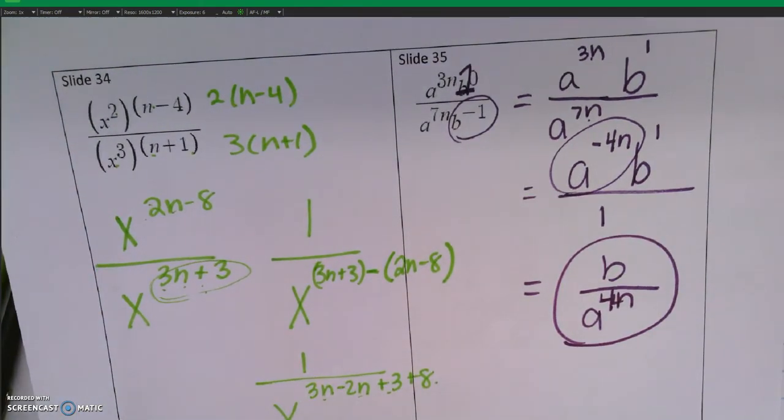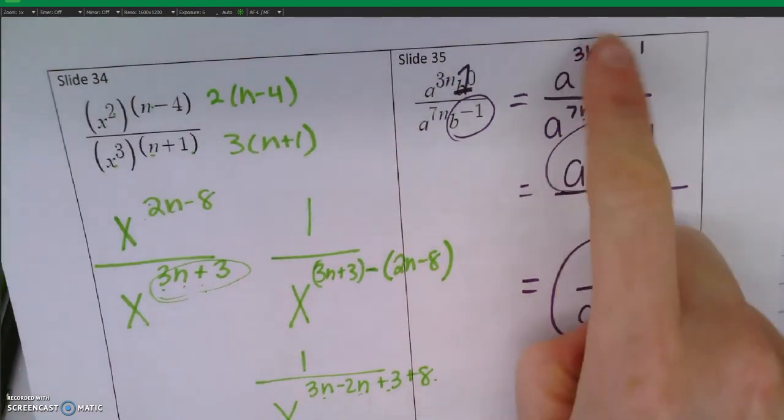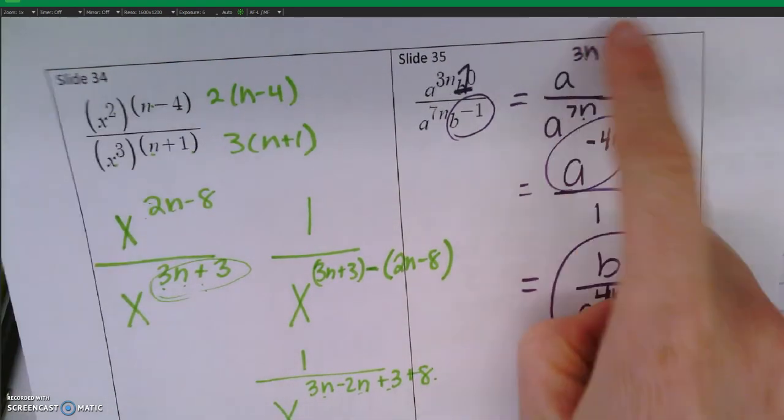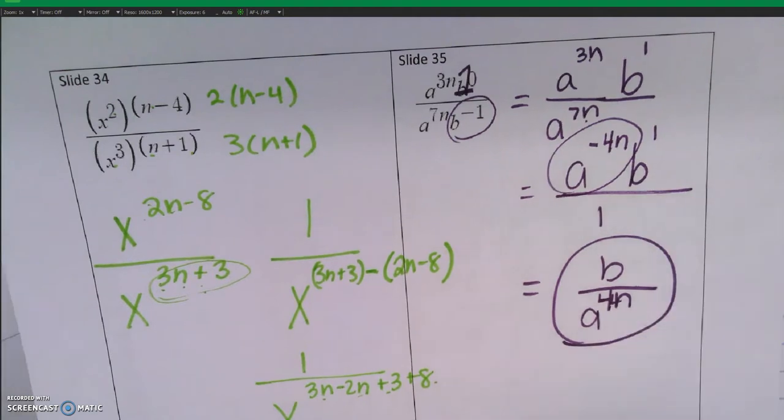So now what's kind of nice is now that you know how to deal with negative exponents, you don't have to worry about if you accidentally did 7n minus 3n or 3n minus 7n.